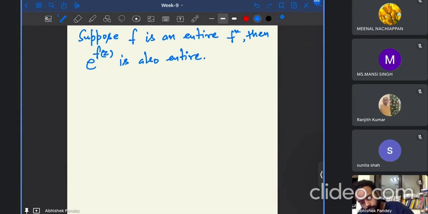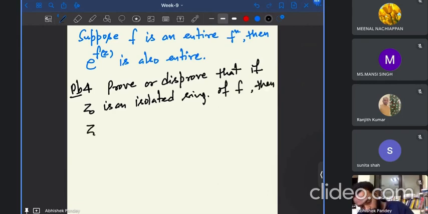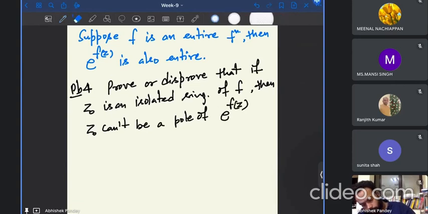The thing is, so the problem is: prove or disprove that if z naught is an isolated singularity of f, then z naught can't be a pole of e to the power f of z. This is also kind of an important thing.